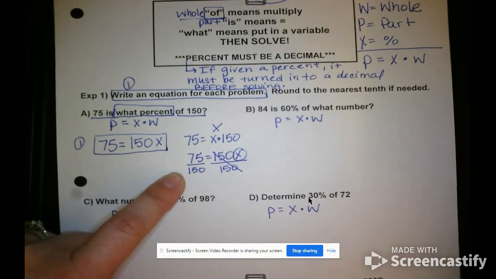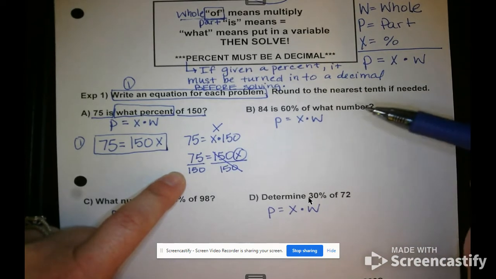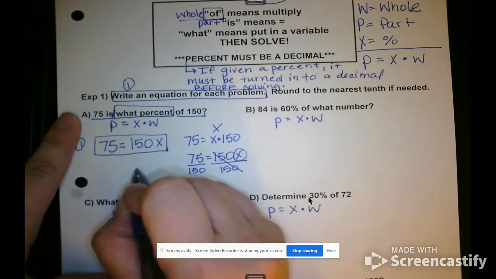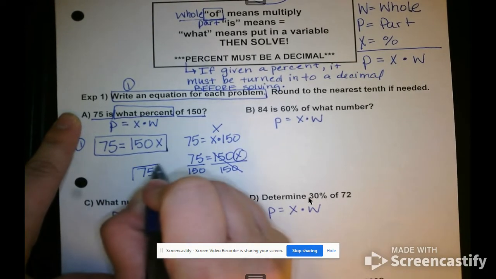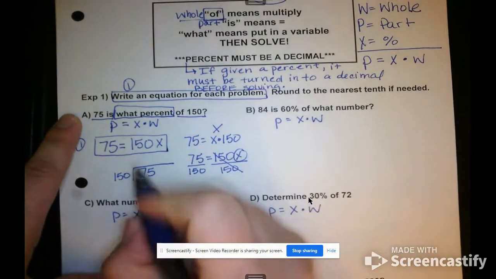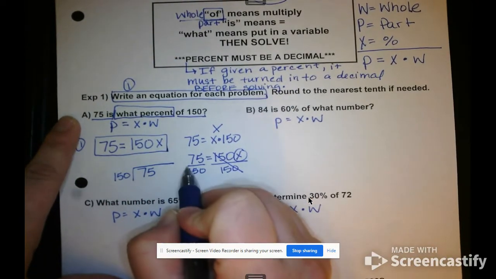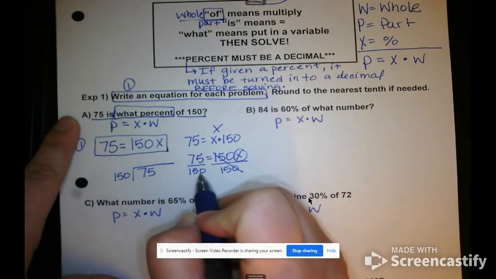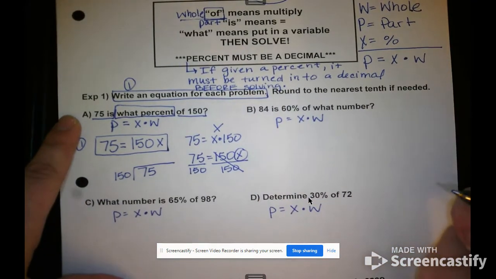I had a lot of questions last period that said, well, how do you know which one to put inside and which one to put on the outside? The top always goes inside. Your first number is always inside the house. I can write it as I read it. 75 came first, so I wrote 75. Then that's my division symbol, which means I write my division symbol. And then my last one is on the outside.